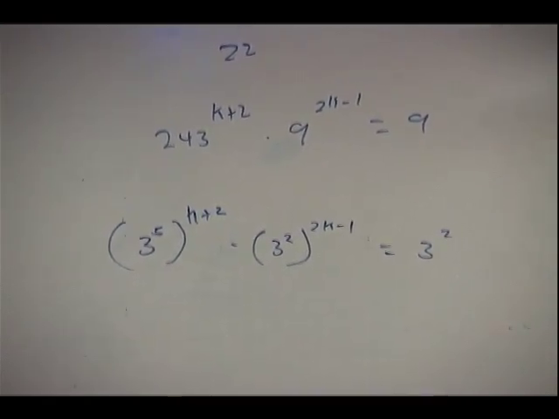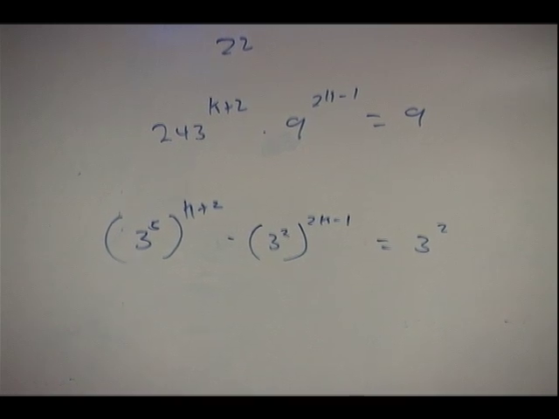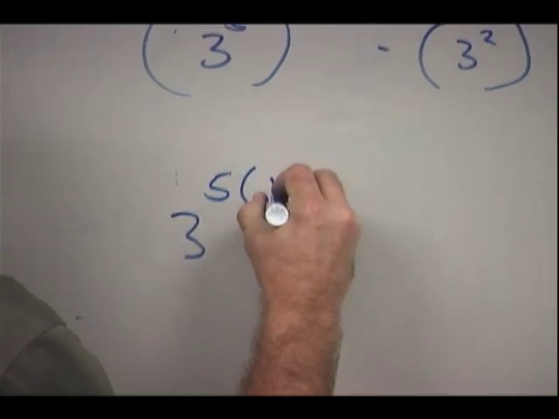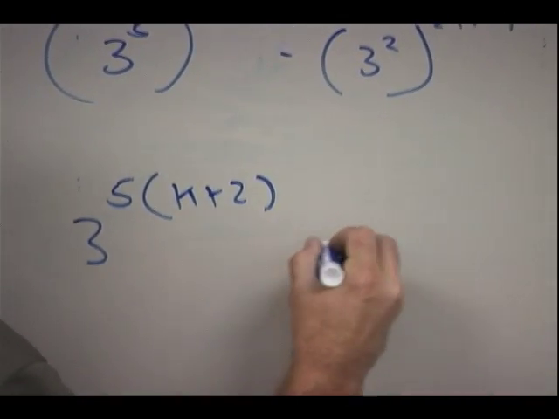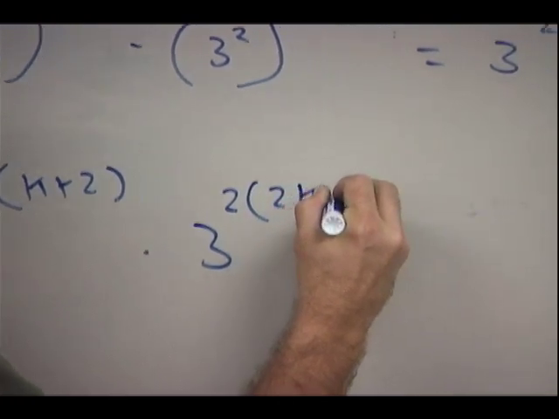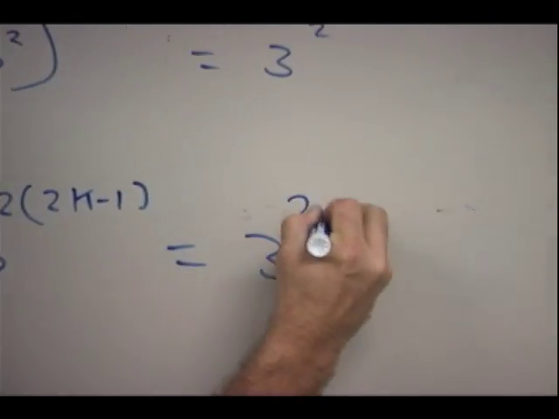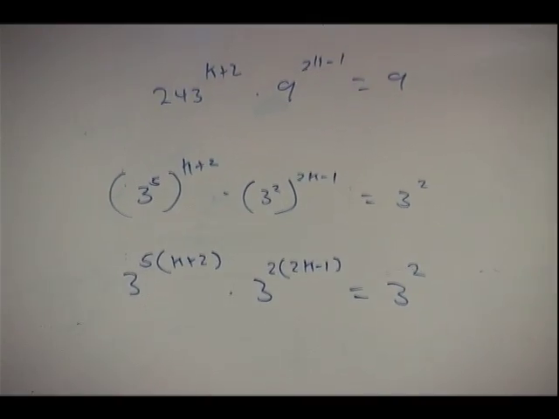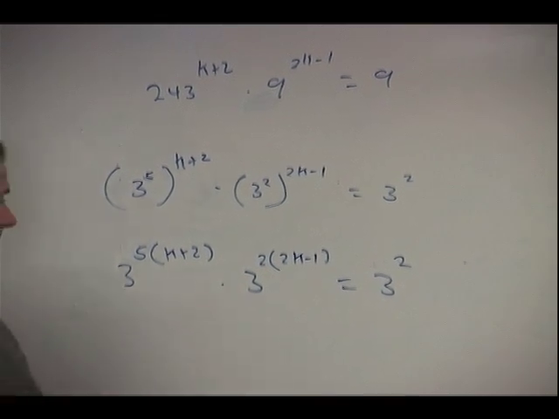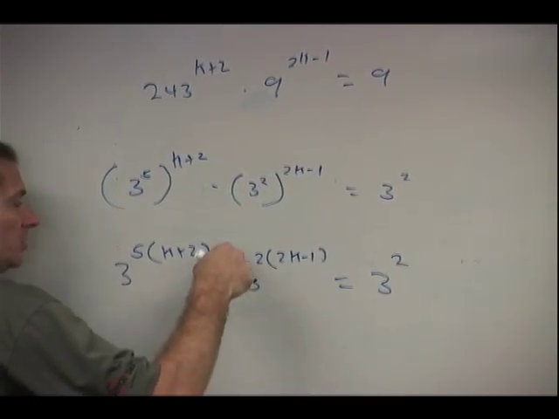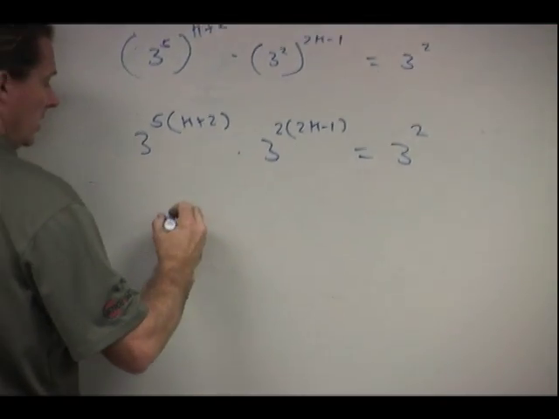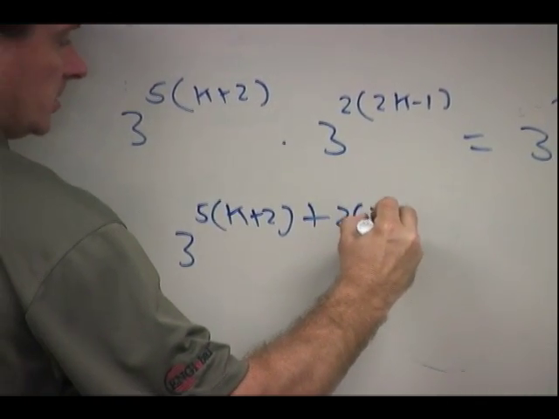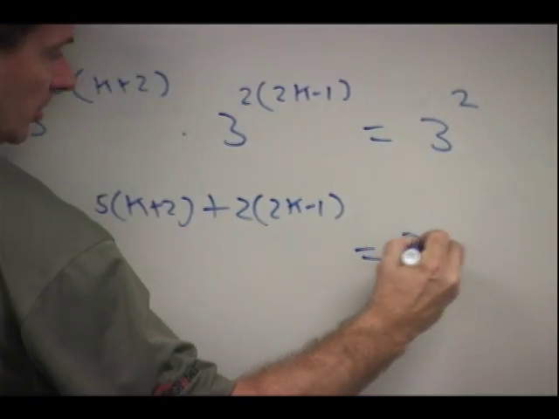And now when you raise a power to a power, what do you do this time? Multiply. So this becomes 3 to the 5 times k plus 2 times 3 to the 2 times 2k minus 1 is equal to 3 to the second power. When you have the same base and you're multiplying, you do what to the exponents? Add them. So 3 to the 5 times k plus 2 plus 2 times 2k minus 1 is equal to 3 to the second power.